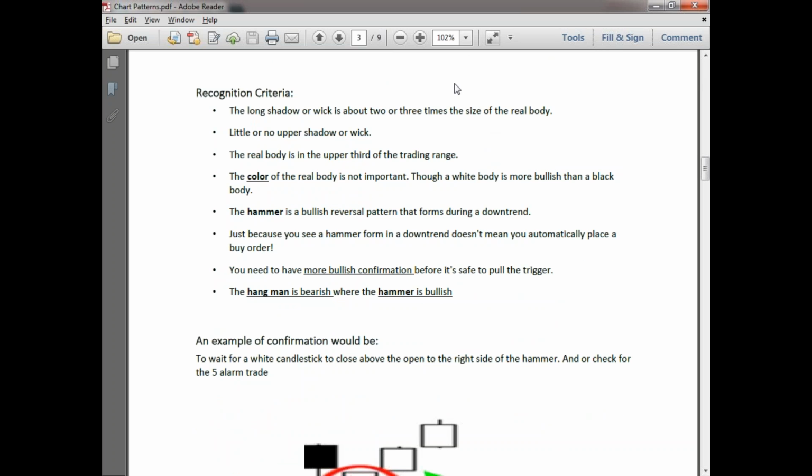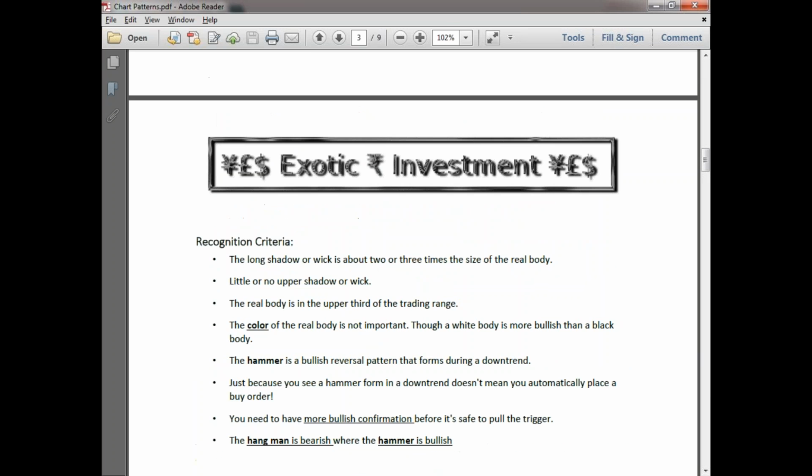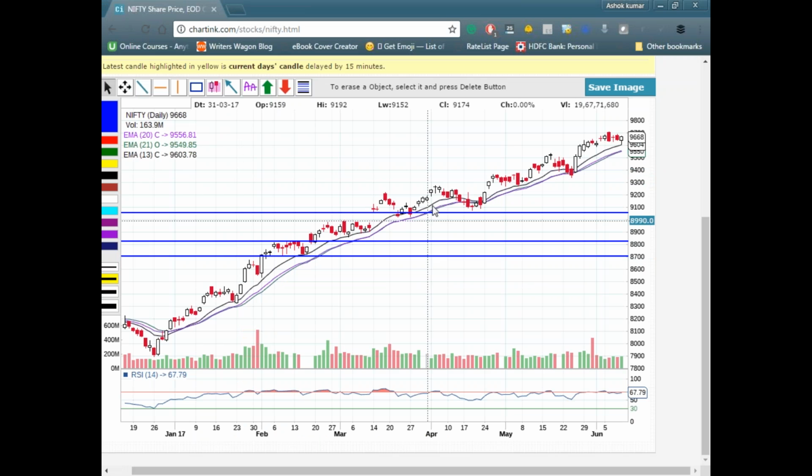Okay, if it is a continuation pattern, reversal, whatever it is, the real body is in the upper third of the trading range. So it should be in the upper third of the trading range. It means that, over here, let us draw a Fibonacci series chart here. So it has to be in the upper third of the range.